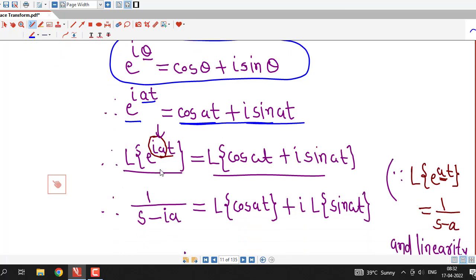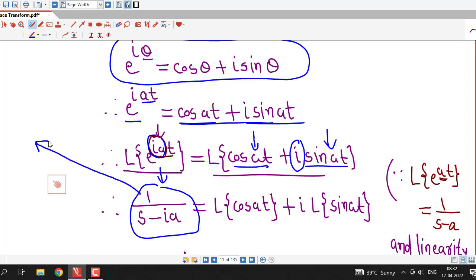And then we have used the formula for Laplace transform of e raised to at. So here we have coefficient of t is i into a, and therefore Laplace transform of e raised to i at is 1 divided by s minus ia, and here we apply linearity property. Two functions are cos at, sin at, and i is constant. So Laplace transform of cos at plus constant times Laplace transform of sin at.